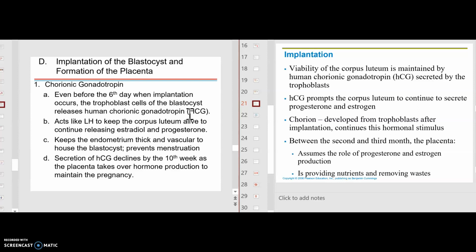Now, note this. The HCG is being produced by the blastocyst itself, the trophoblastic cells. So this is the substance. When a lady does the pregnancy test, she's looking to see if this is present. If this is present, she is pregnant.